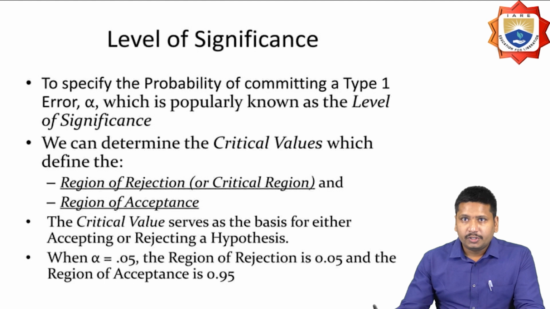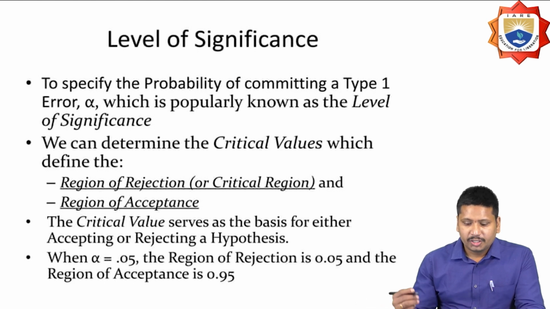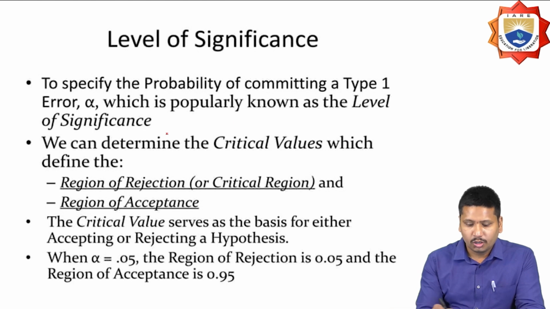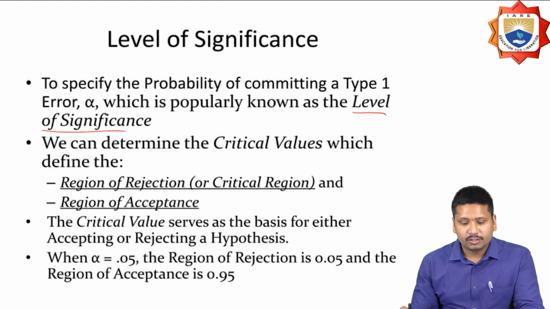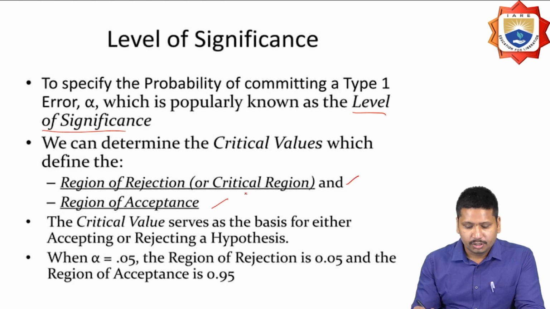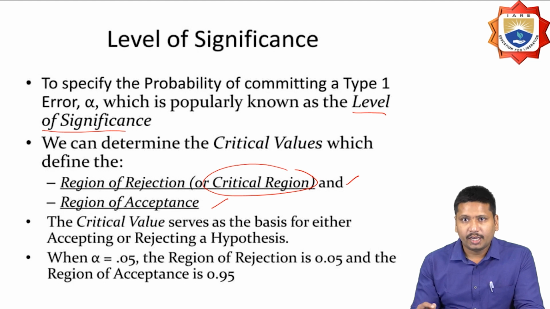So what should be the level of significance? This is going to specify the probability of committing a type 1 error, which is popularly known as the level of significance. And we are able to determine the critical values, which are going to be defined in the region of rejection and region of acceptance. So this region of rejection, what we consider as the critical region, and the critical value serves as the basis for either accepting or rejecting the hypothesis.